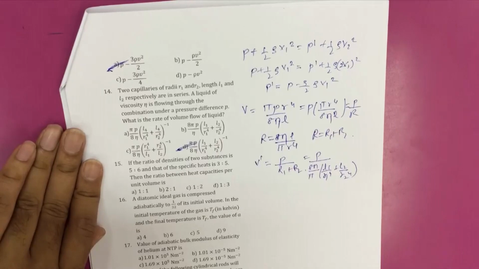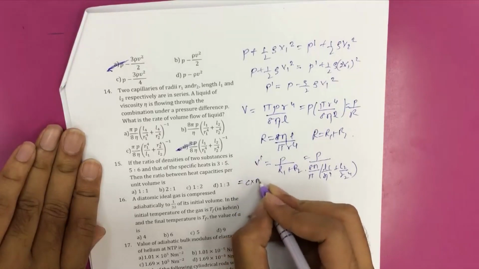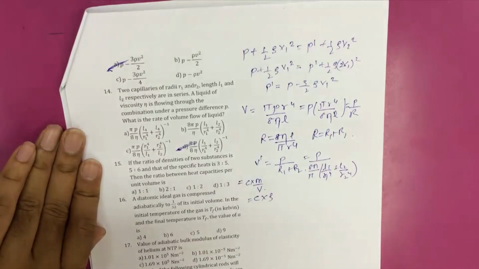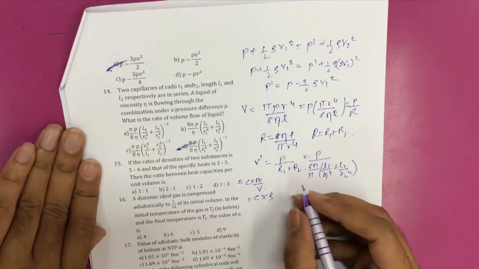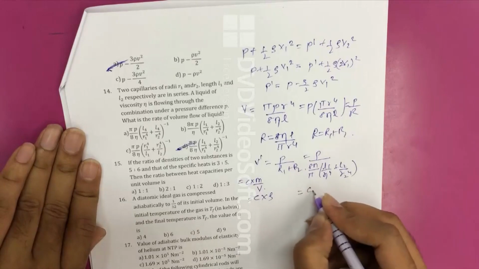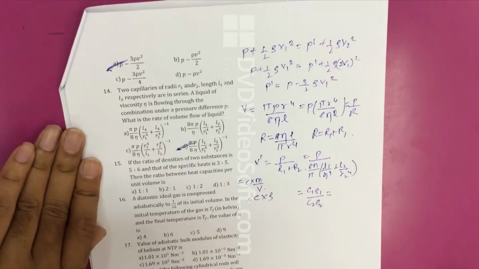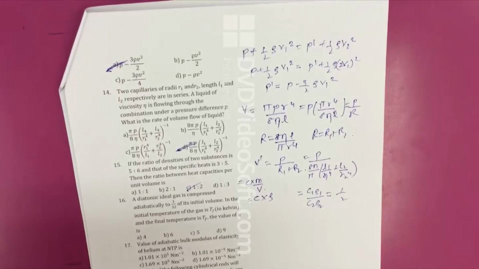Question 15. If the ratio of densities of two substances is 5:6 and that of specific heat is 3:5, then the ratio between heat capacities per unit volume is. Heat capacity per unit volume is given by C multiplied by M divided by V. That is basically C multiplied by density. Desired ratio that we are supposed to find, that is ratio between heat capacities per unit volume, is C1 rho 1 divided by C2 rho 2. Now C1 C2 relation is given, rho 1 rho 2 relation is given, substitute, will get the answer as 1 by 2, that is 1:2, that is option C is the correct answer.